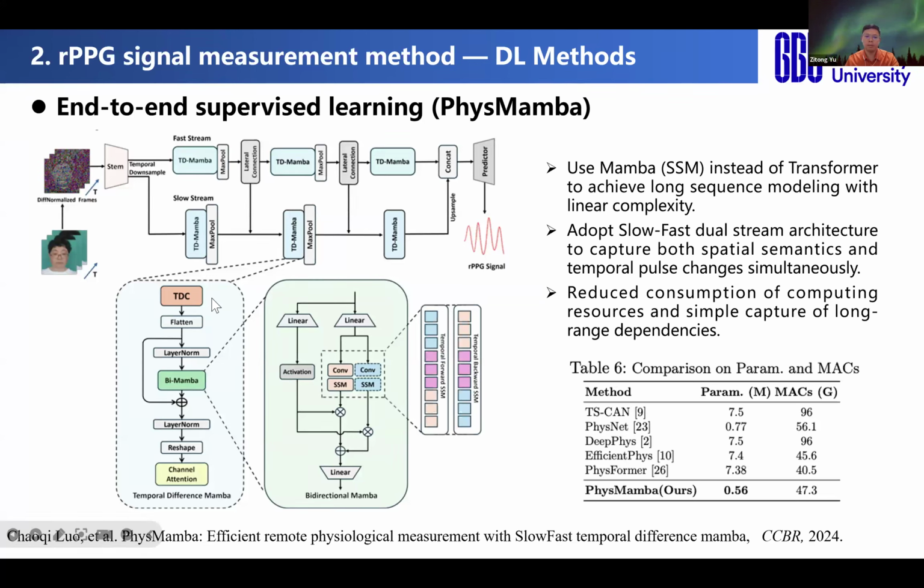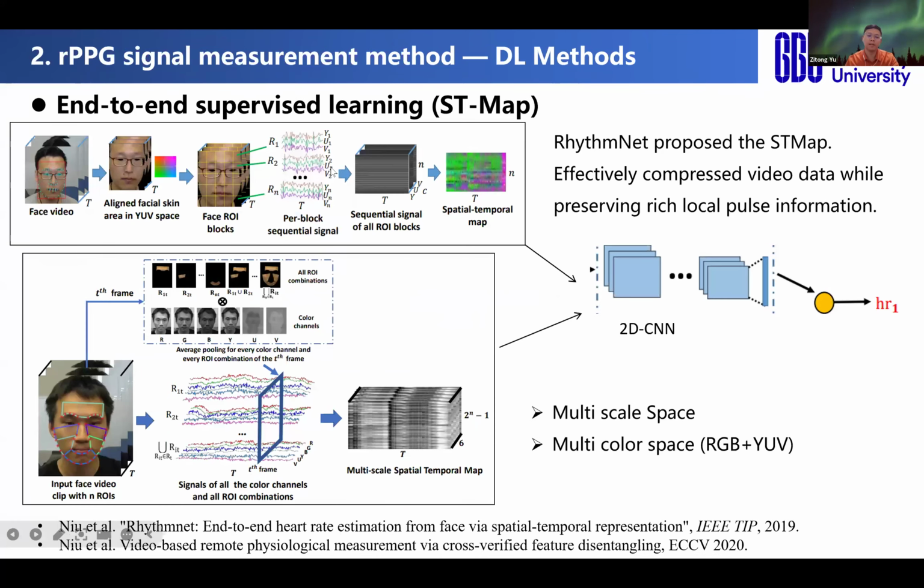Also, we insert the TDC before the Bi member, and it can also enhance their local spatial temporal representation. And besides using the video input for end-to-end training, some groups also divide the spatial temporal map as a map, and they use this map as the input to the CNN for supervised training.